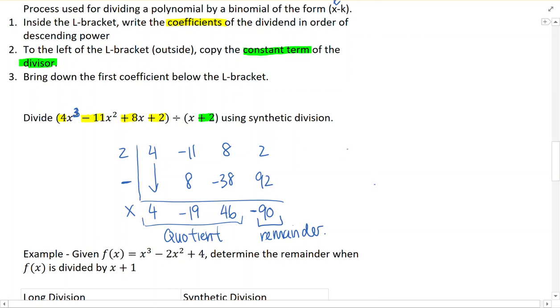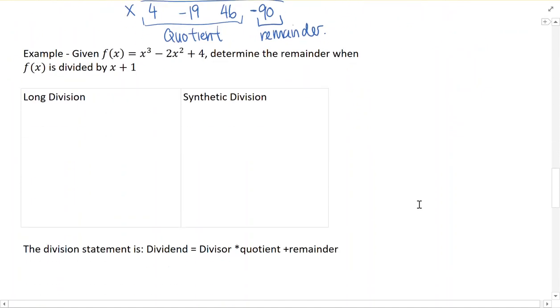So the quotient is basically 4x squared minus 19x plus 46. And our remainder is simply the number you see there, which is negative 90. Okay? And that's how you solve synthetic division. So let's look at another example here.